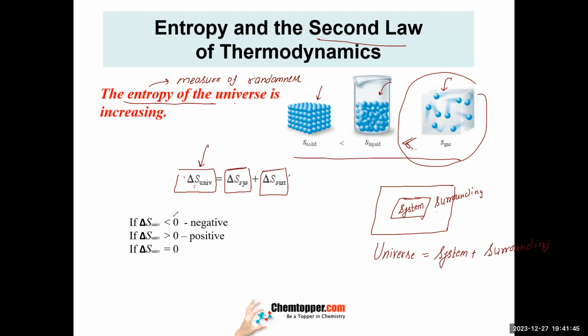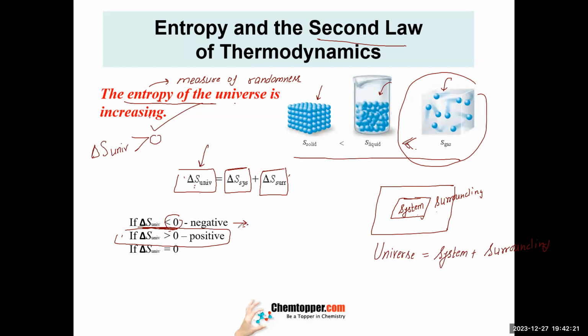And the entropy of the universe, if this change is less than zero, then what does it mean? It means that the process will not take place. The process in which the entropy of the universe is decreasing will not take place. Only those processes will take place where delta S universe is greater than zero. This one.